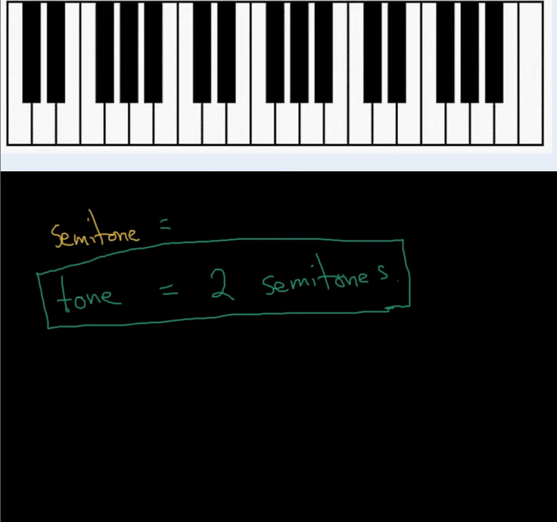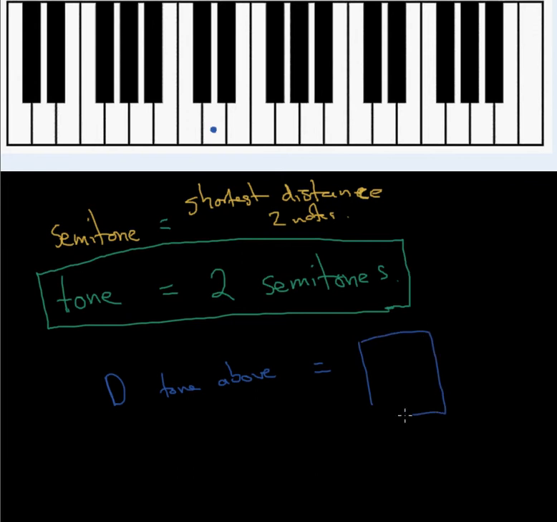Remember, a semitone is the shortest distance between two notes. All right, so let's have a go. This note right here is a D. What would be a tone above? Pause the video, see if you can work it out. If you said an E, you would be correct.